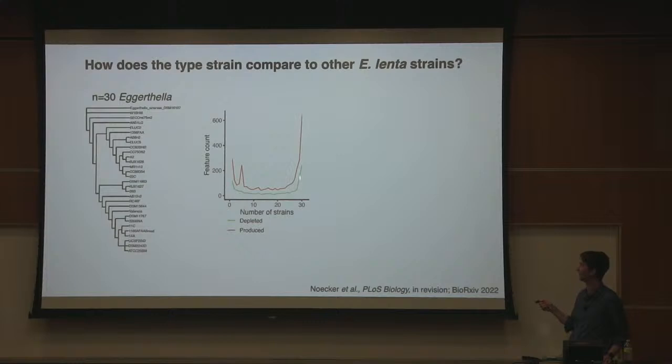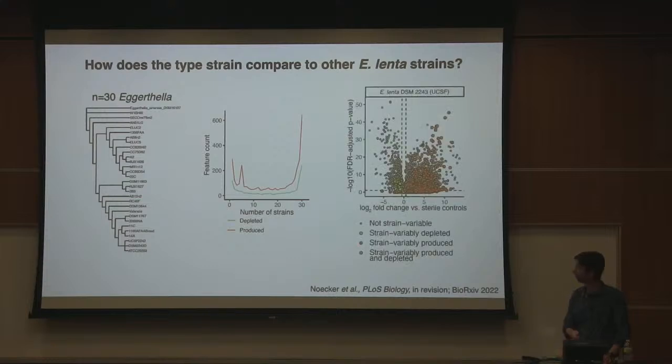So there's compounds that are both produced and depleted that are consistent across all the strains we test. And so those are here. And then there's also a lot of compounds that are really specific to one or a small number of strains. This is just another way to look at that massive amount of strain variation.